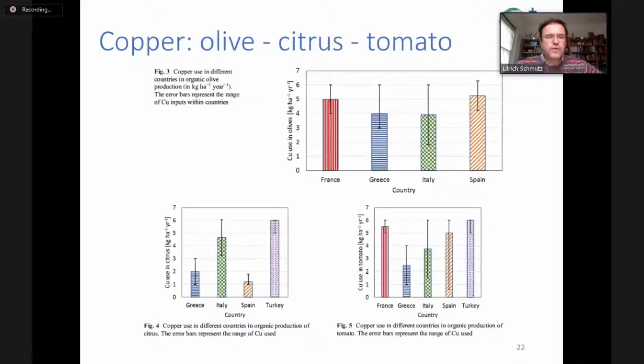There is, however, a lower input in citrus, especially in Greece and in Spain, while it is still quite high in Italy and Turkey. And for some of the bars, obviously, some people may use even more than 6 kilos, but that would be illegal, at least if it's done every year. As I said earlier, in 1 year you can go a little bit higher. So it's quite a big problem, as you can see here.